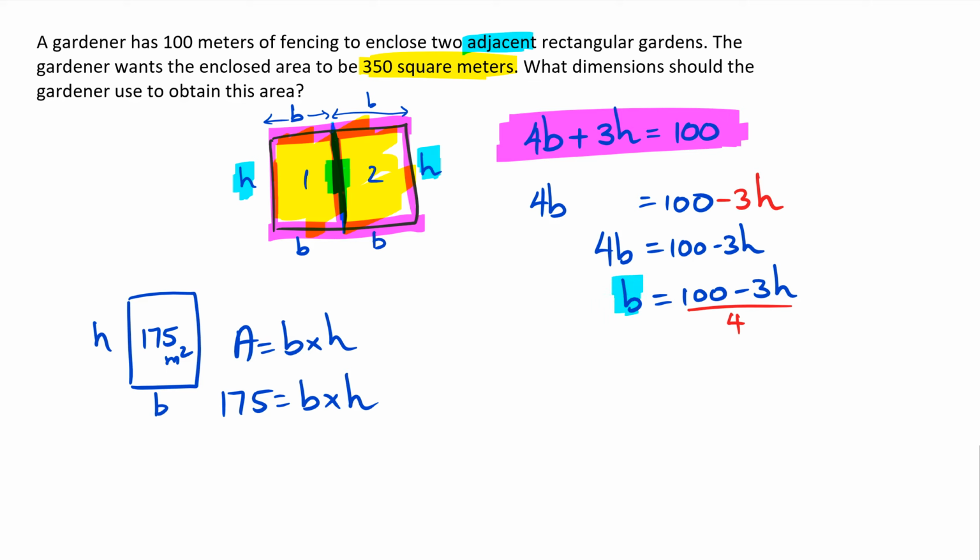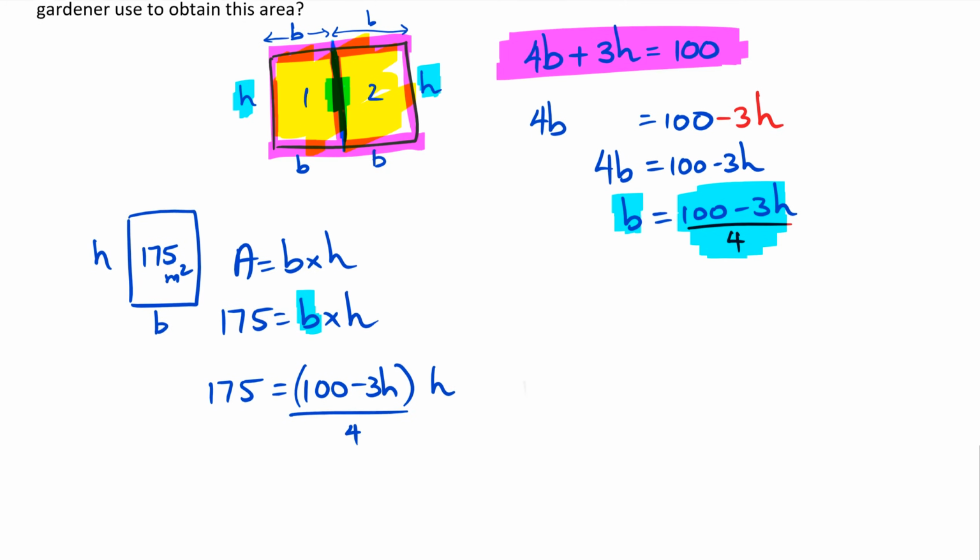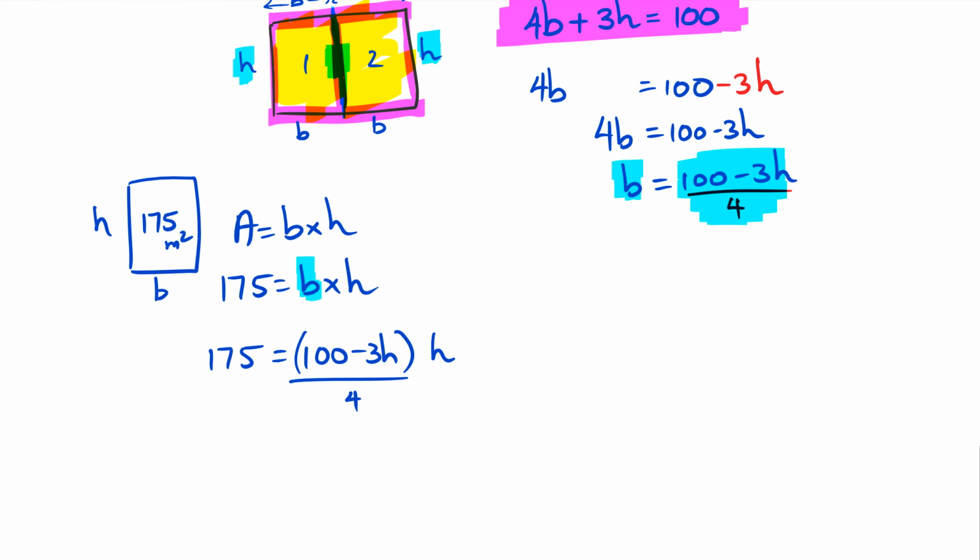Now that I've got that, I can substitute B into my area equation. This entire thing is equal to B, so I replace B right here in my area equation. I get 175 equals (100 minus 3H) over 4, multiplied by H. I'm going to cross multiply the 4, so I end up with 4 multiplied by 175 equals (100 minus 3H) multiplied by H.